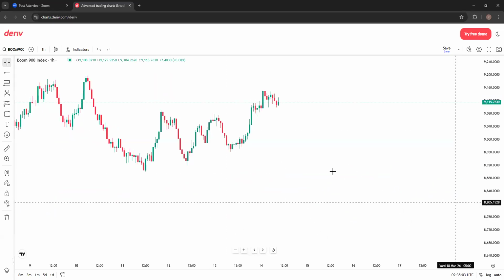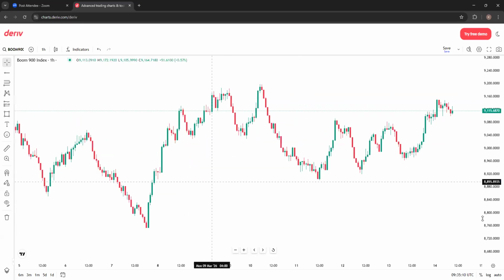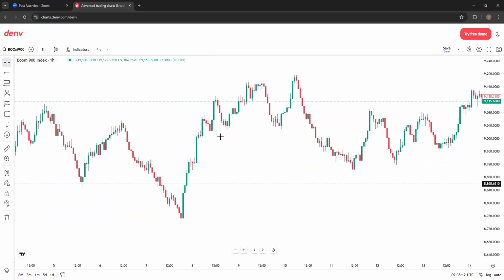So let's start with the 1 hour time frame. Based from what we can see here, we were having our normal high, low, high, low, high, low, high, low, high. Now, if you look at it carefully, this is our Boom 900 index.